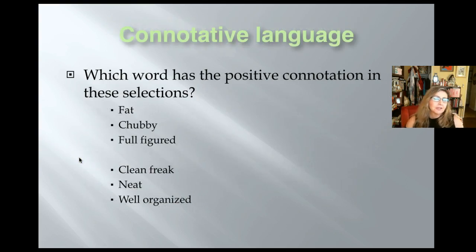Here are some examples of connotative language. Let's look at the first set. Which has the positive connotation? Fat, chubby, or full-figured? Just think about that for yourself. Clean, freak, neat, or well-organized. Think about these groups of words and which words pop out as the positive connotation. The answers are full-figured and well-organized. Full-figured is much more positive than fat or chubby, and well-organized is much more positive than clean, freak, or neat.